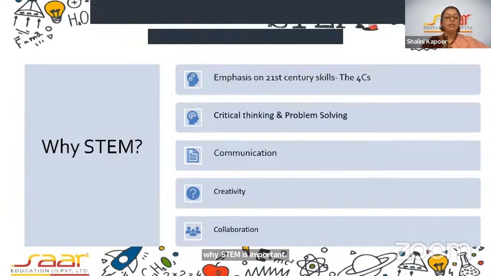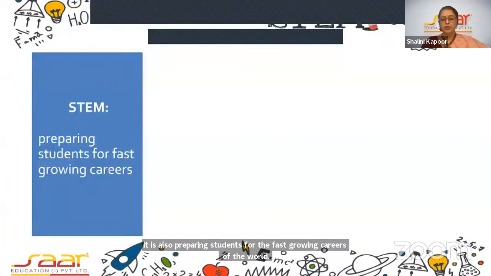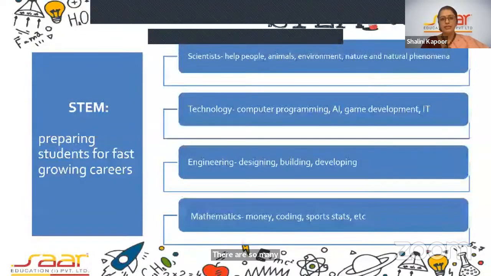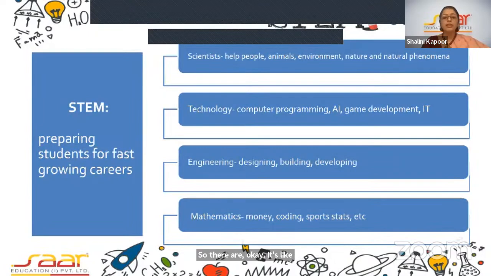Now, what else does STEM do? It's teaching them skills, but it is also preparing students for the fast-growing careers of the world. These are a few which are listed over here. The STEM program actually opens up doors to many careers. There are so many STEM-related disciplines and professional fields that the students who are strong in maths and science skills can take part in. So there are fields like astronomy, biotechnology, biology, AI, IT, communication.